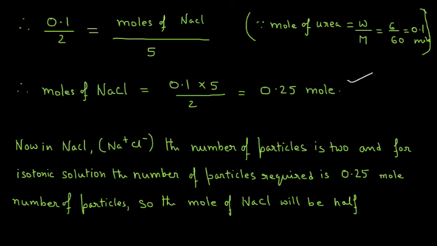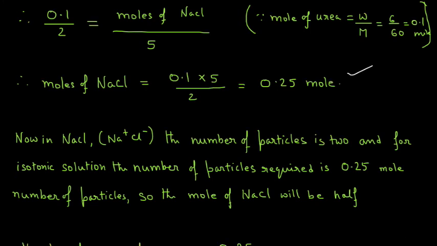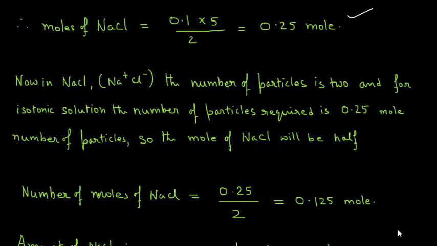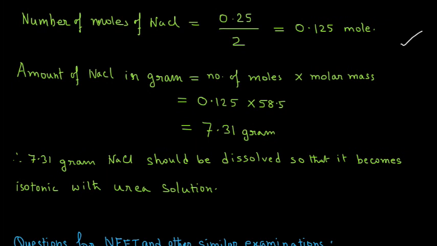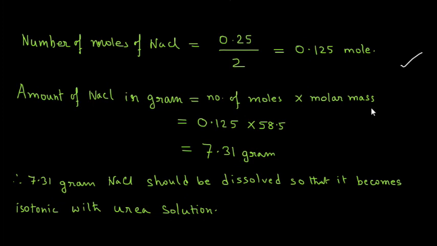So the mole of NaCl will be half. Therefore, number of moles of NaCl is equal to 0.25 upon 2, that is 0.125 mole. Now, amount of NaCl in gram is equal to number of moles into molar mass, that is 0.125 multiplied by 58.5, that is 7.31 gram. So 7.31 gram NaCl should be dissolved so that it becomes isotonic with urea solution.